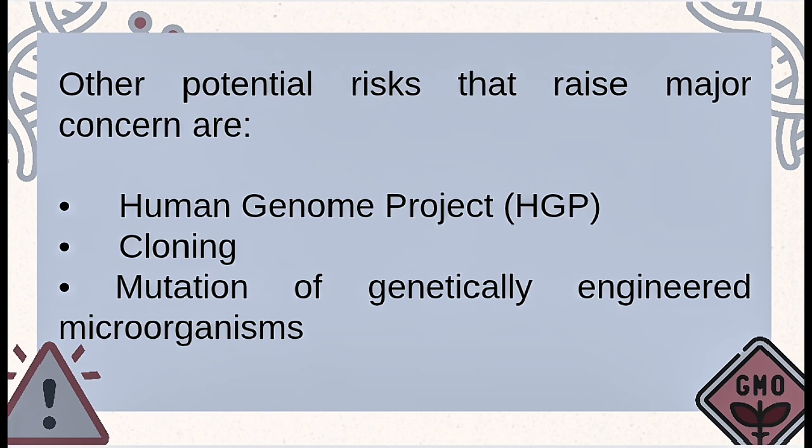These are the HGP or Human Genome Project. It is a mapping of human genes to provide a framework for research and studies in the field of medicine. Next, the mutation. It is genetically engineered microorganism. Modified bacteria and viruses may mutate to become more resistant or virulent that may cause more dreadful diseases for human beings. Lastly, the cloning. The asexual reproduction of an organism using parent cell through genetic engineering.